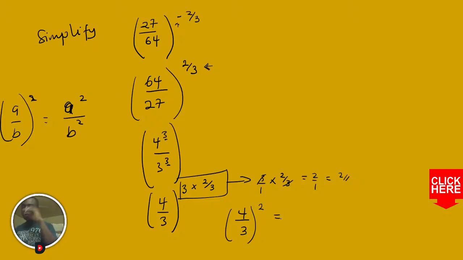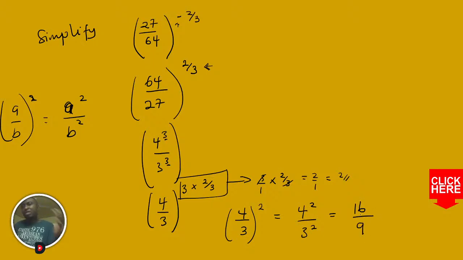Once the question is simplified, it becomes 4 raised to the power 2 divided by 3 raised to the power 2. That's basically going to give us 16, because 4 raised to the power 2 is the same as 4 times 4, which is 16, and 3 squared gives us 9.